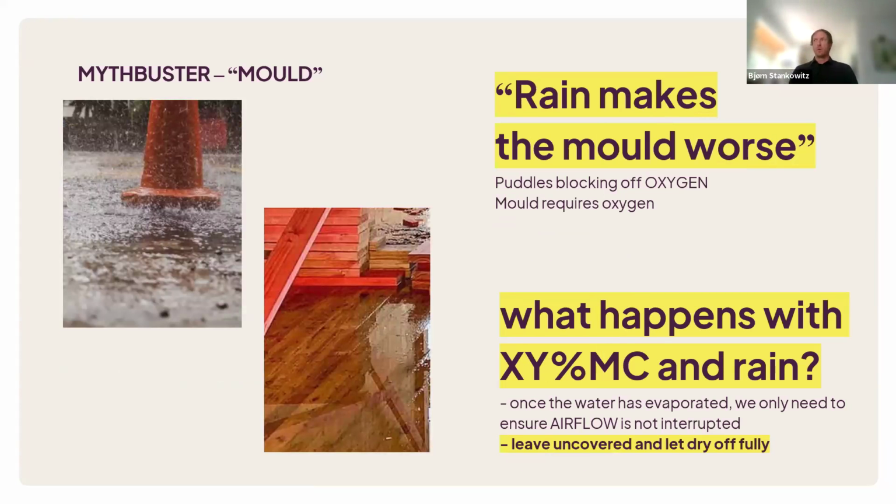Does rain make the mold worse? Well, actually, yes and no. Puddles are blocking off the oxygen. Remember, mold needs oxygen to grow. And once the water has evaporated, just make sure there's a lot of airflow, so you don't have standing air where the relative humidity can't go up. Once you've got that, you're avoiding the extra mold growing because of rain.